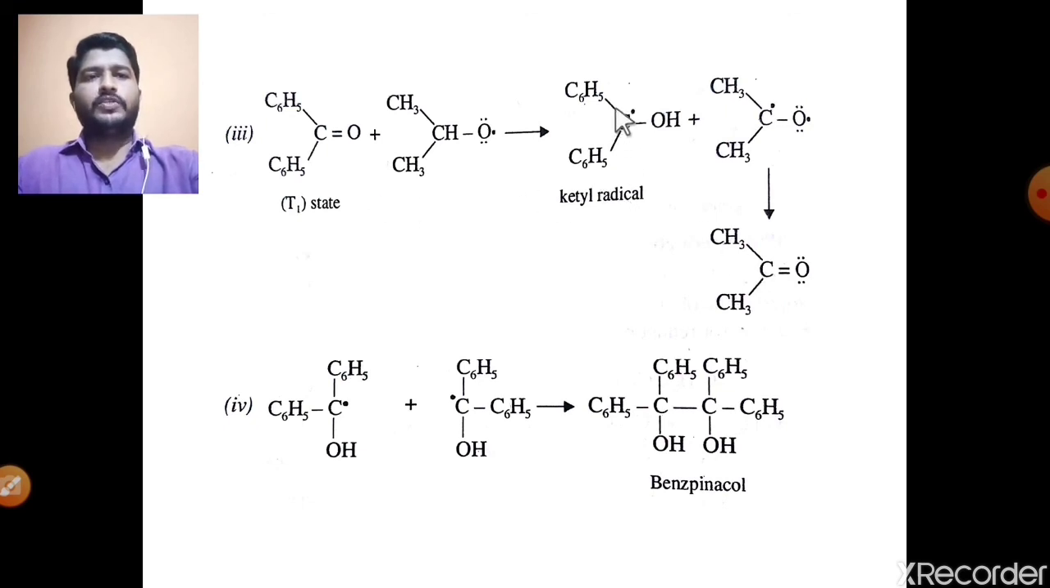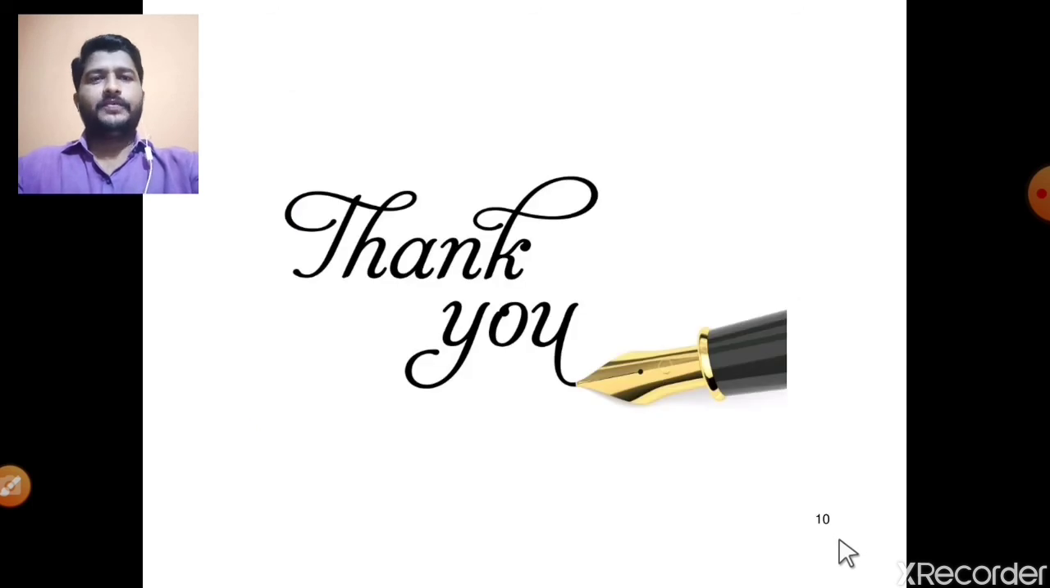There is a formation of 2 ketyl radicals, and the recombination of these 2 ketyl radicals finally gives benzopinacol. This is the formation of benzopinacol from the benzophenone molecule. This reaction is also called photoreduction. There is a reduction of the carbonyl functional group in the presence of light radiation, so this reaction is called a photoreduction reaction. Thank you very much.